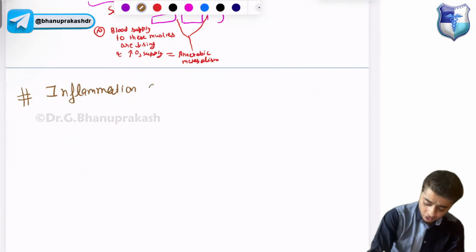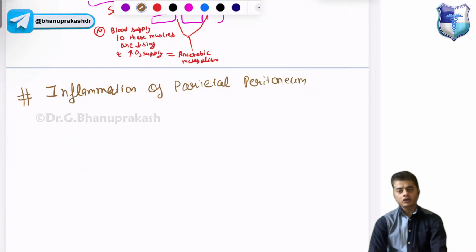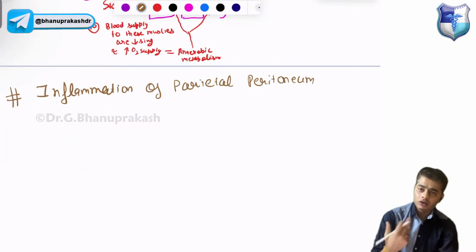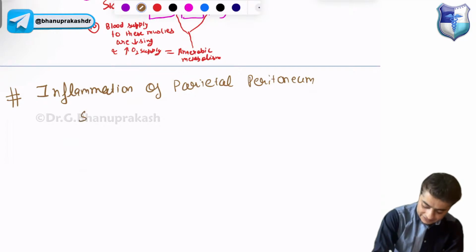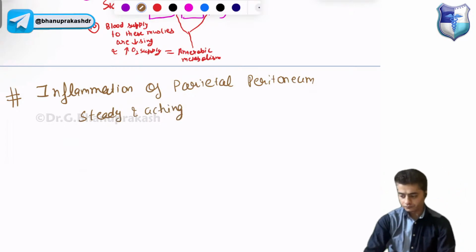So, inflammation of the parietal peritoneum. We will start. How is the pain of inflammation of the parietal peritoneum? It is a steady and aching type of pain. Means the pain is continuous.